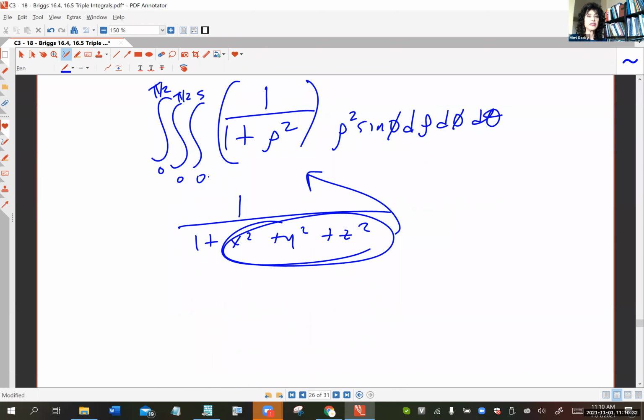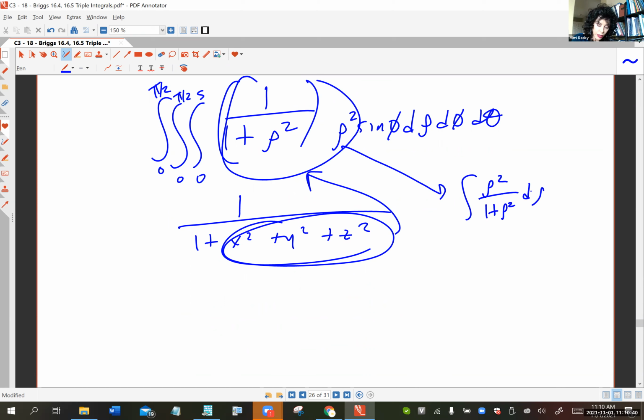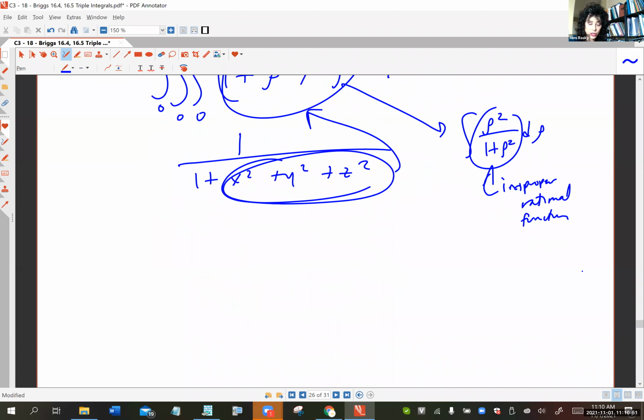Okay, now how do you integrate this? This is a little bit tricky, because you really have the integral of rho squared over 1 plus rho squared d rho. And this is what's known as an improper rational function. And I did something similar when we were discussing polar coordinates a couple lectures ago. So you have to do polynomial long division.